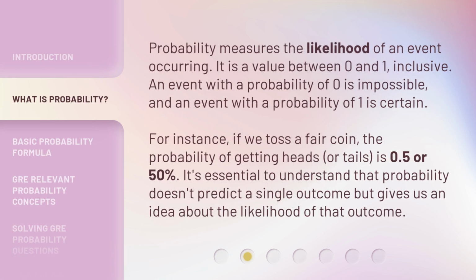Probability measures the likelihood of an event occurring. It is a value between 0 and 1, inclusive. An event with a probability of 0 is impossible, and an event with a probability of 1 is certain. For instance, if we toss a fair coin, the probability of getting heads, or tails, is 0.5 or 50%. It's essential to understand that probability doesn't predict a single outcome but gives us an idea about the likelihood of that outcome.